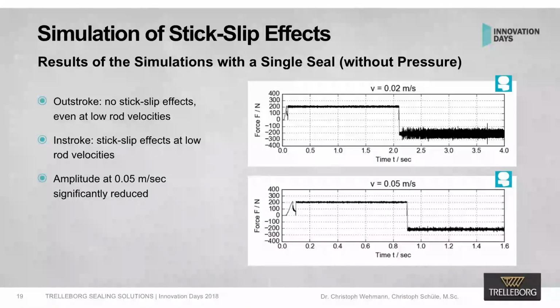So you can say there's no stick-slip, or just a very little bit. It's the same for this speed here, but when we look at the next higher speed, which in this case was 0.05 meter per second, then the force amplitude is already decreased significantly. And that's also what we know from reality. When the rod is moving faster, we don't have stick-slip anymore. Because the sealing lip cannot follow so fast, we directly have a low force amplitude, and we cannot hear anything.